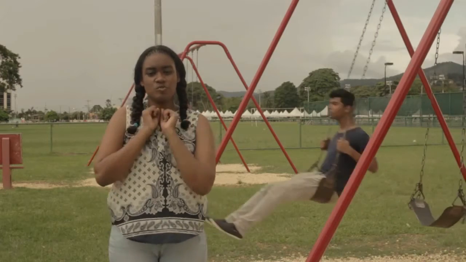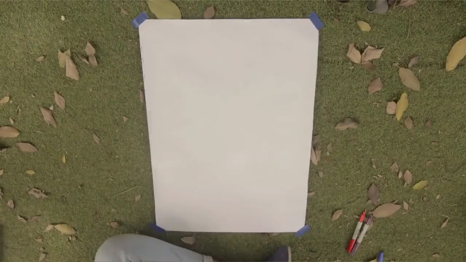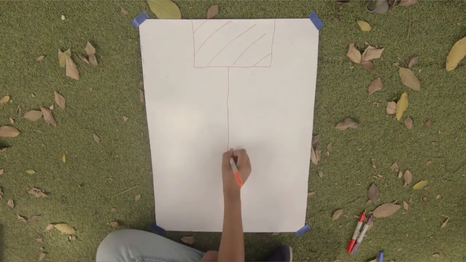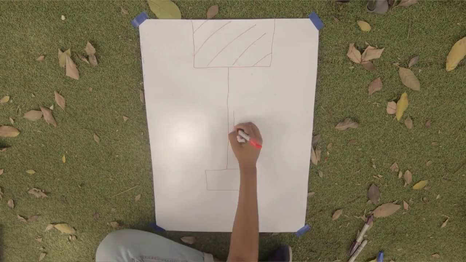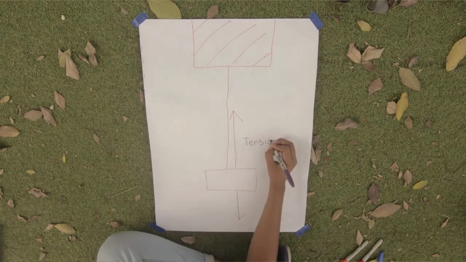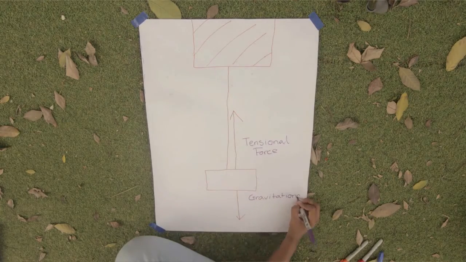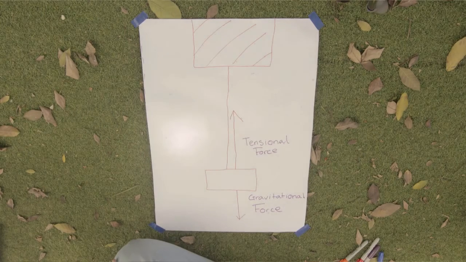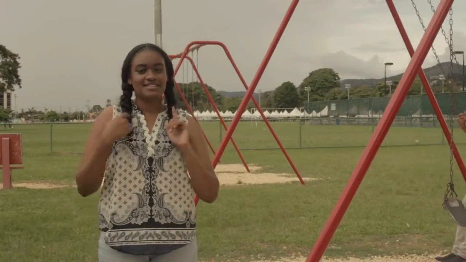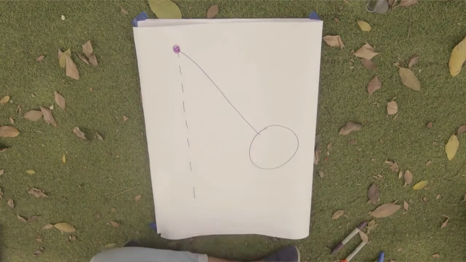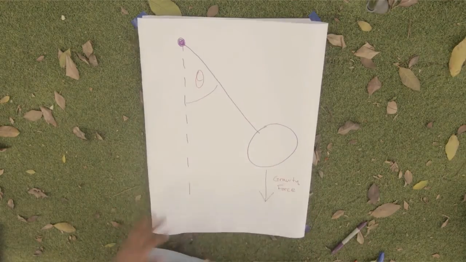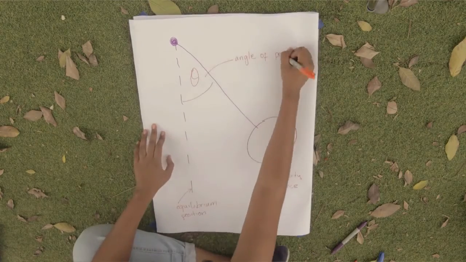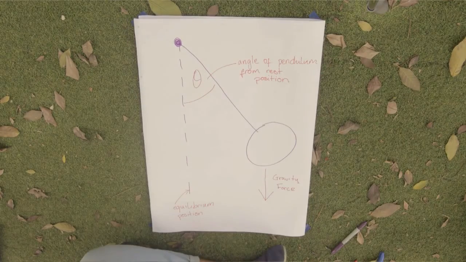A pendulum has two main forces acting on it. Gravitational force, this force acts down towards the ground, and tensional force. This acts along the chains of the swing towards the pivot point. At the equilibrium position, these forces act directly opposite to each other. But in motion, they begin to act at an angle, theta, relative to the swing's rest position. To determine the forces acting on the seat, we are required to resolve these forces.